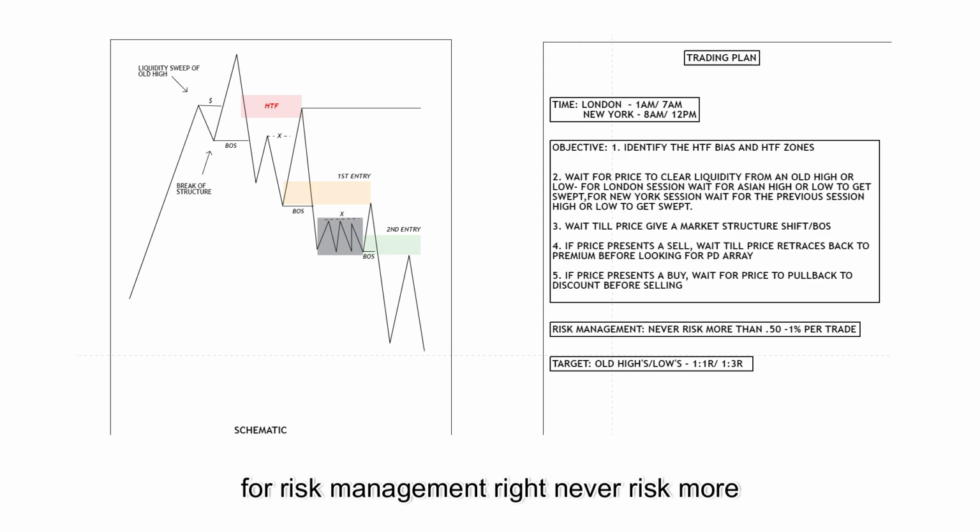And then for risk management, never risk more than 0.50 to 1% of your account per trade. If you're a super beginner trader, I would even say to lower it to 0.25% to 0.50%. But if you are a more advanced trader, you can go higher to 0.50 to 1%. This is going to keep you in balance right here.